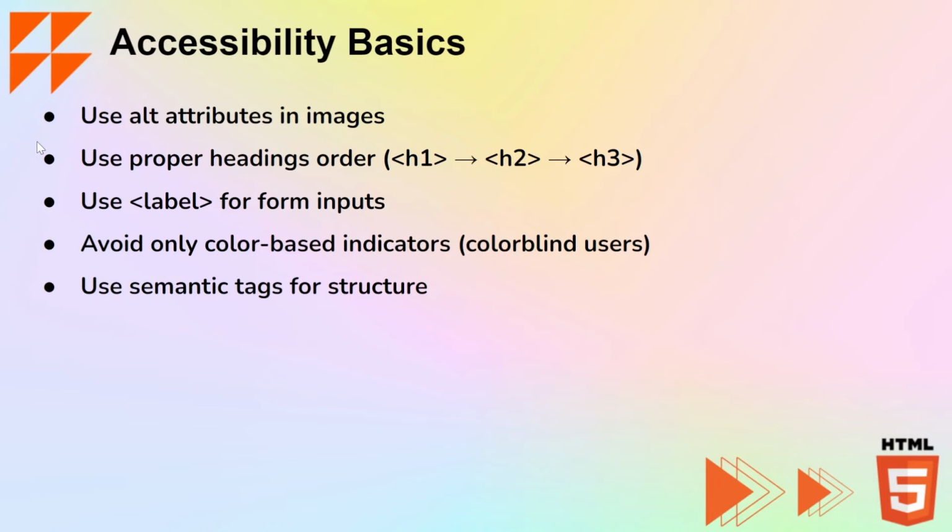So for example, when you are writing an image tag, you know there is an attribute called alt. What does it do? Just in case your image does not load properly or if it breaks somehow, then in that case that alt text will be shown on the website. Now what is the usage of it?